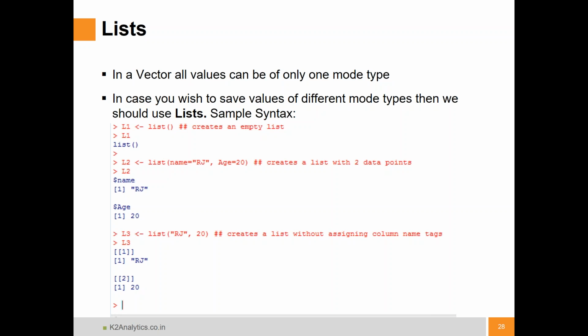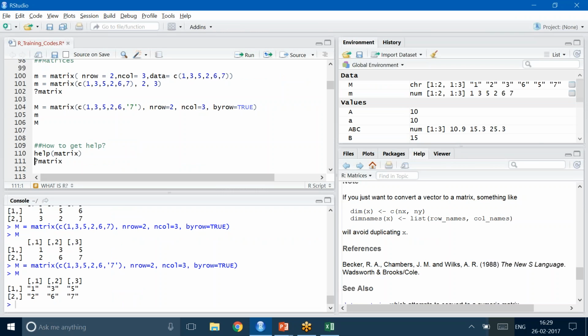Now when you create a list, you can store values as a key value pair. So here in the first syntax, what am I doing? I am creating a list which is an empty list. L1 is equal to list bracket open close. It is an empty list. Are there any values in it? No. So this is an empty list. Let's create an empty list first.